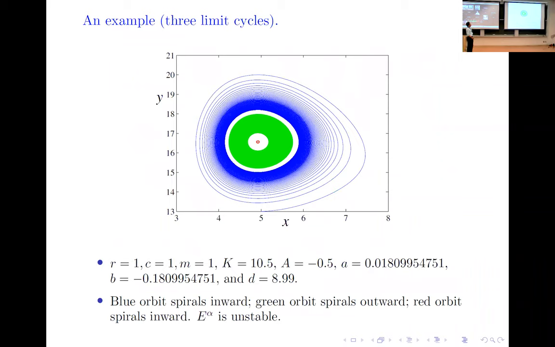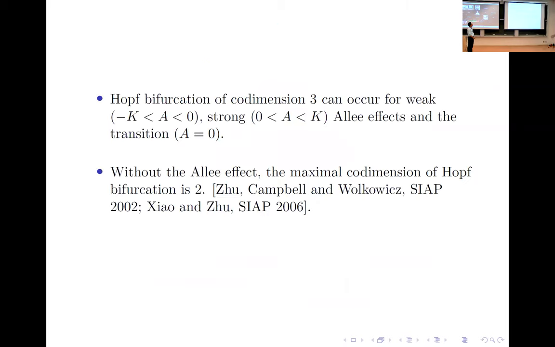And here, this is a numerical example. So we have the three limit cycles. Okay. And there's this conclusion for the Hopf bifurcation. So Hopf bifurcation can occur for the weak, strong Allee effects and the transition. Now, if we didn't consider the Allee effect, the maximum codimension of Hopf bifurcation is 2.